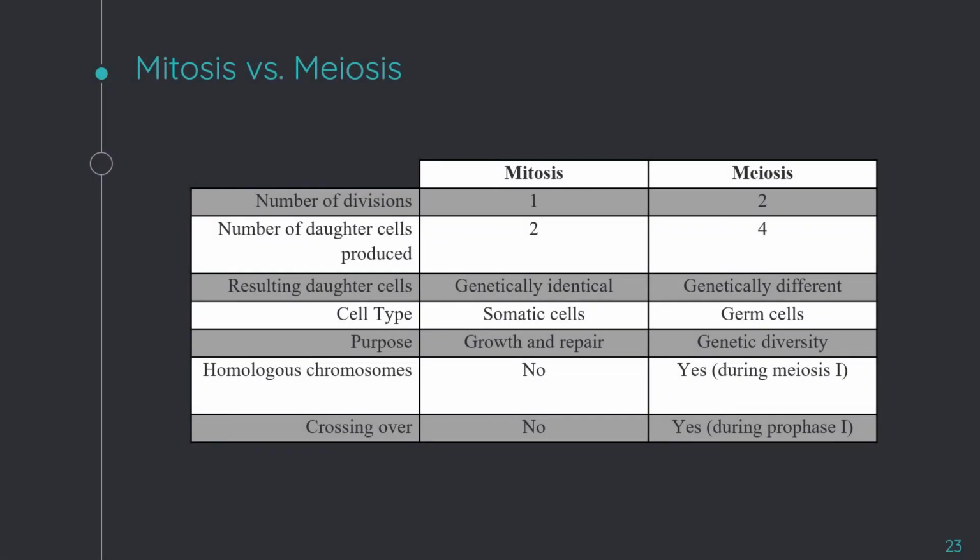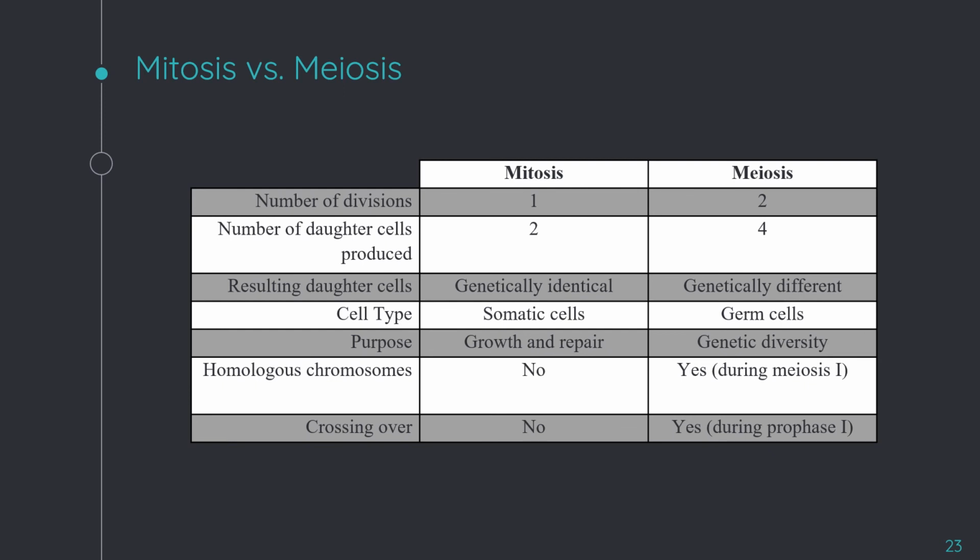Now that we've gone through both mitosis and meiosis, let's go over the main differences between the two processes. The main differences are highlighted in the table below. Most prominently, mitosis consists of one division, whereas meiosis has two divisions. This means that after mitosis, there are 2 daughter cells, and after meiosis, there are 4 daughter cells.